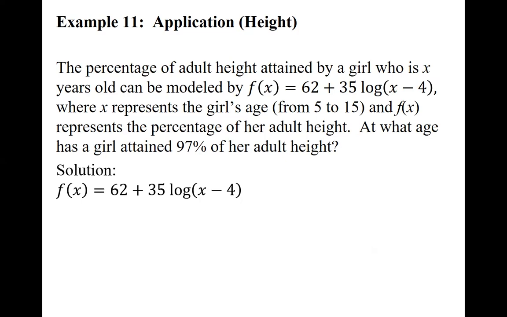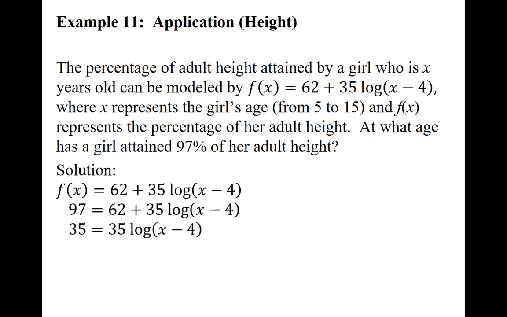And that is equal to f of x, which is 97 in this particular problem. So we subtract 62 from both sides. 97 minus 62 is 35. That's nice, because now to get rid of multiplying by 35, we have to divide by 35, and 35 divided by 35 is just 1.